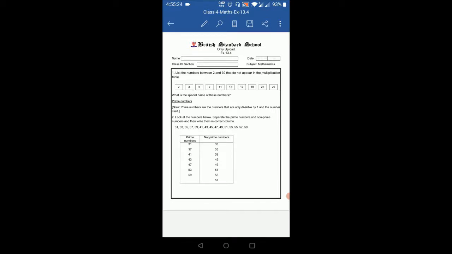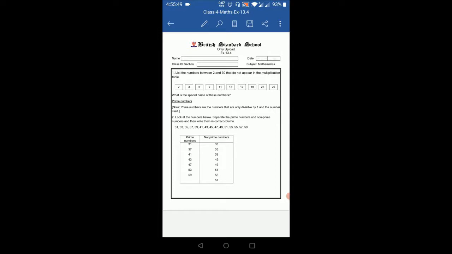For example, 10. We can get 10 by multiplying 10 and 1. 10 ones are 10. We can also get 10 by multiplying some different numbers. That is, we can get 10 by multiplying 2 and 5. So these are two completely different numbers, and we can get 10 by multiplying these two numbers. That's why we can find 10 in the times table.